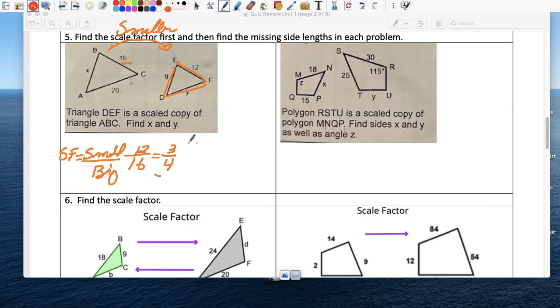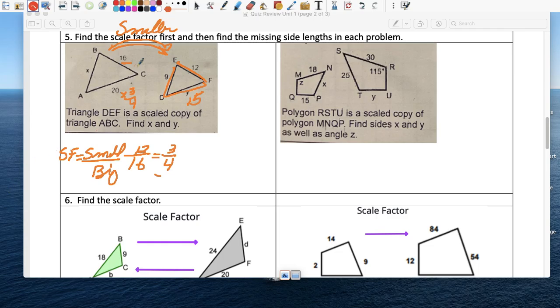So now, to go from this triangle to this triangle, everything has to be multiplied by 3/4. So 16 times 3/4 is 12. 20, I'm going to multiply that by 3/4 right now. It's going to be 15.